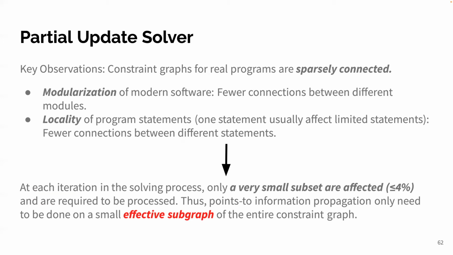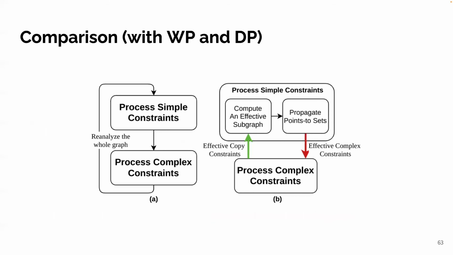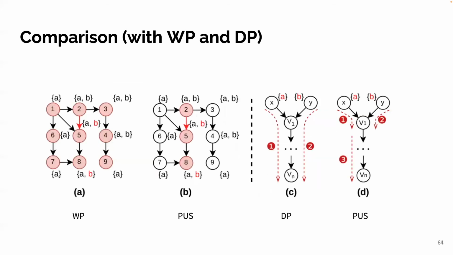Thus, the points-to information propagation only needs to be done on a small effective subgraph instead of the entire constraint graph. At a high level, instead of processing the whole graph at each iteration as the existing algorithms on the left-hand side, the partial update solver first computes an effective subgraph. It can actually be done simultaneously when you're trying to topologically sort the graph at each iteration, and it only propagates the points-to information on the small subgraph.